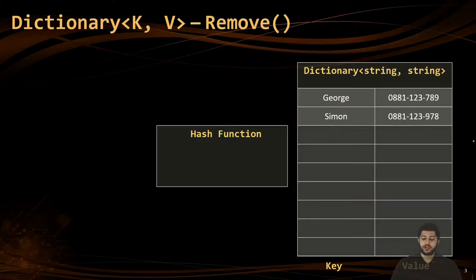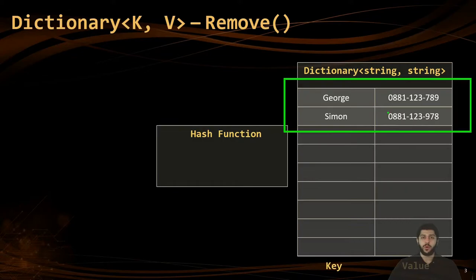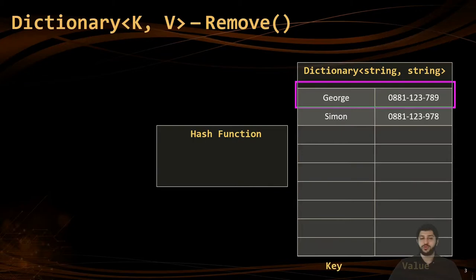So such a movement might not happen that often, but might happen as well. Okay, so if we want to remove George, the entry with the key George, we can do that. We just put George to the hash function and we remove the entry. Keep in mind that we cannot really remove by value in a fast manner. Why? Because we don't really input the value through the hash function. The value is always referred through the key.